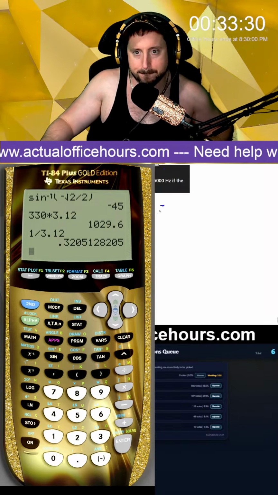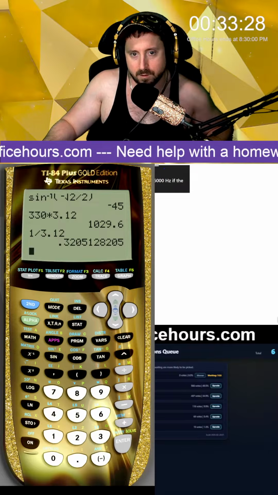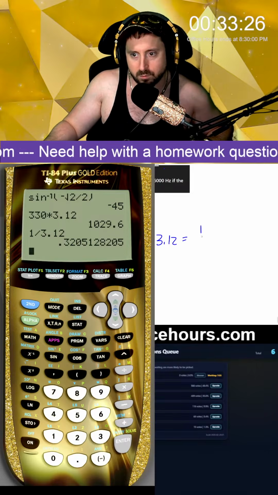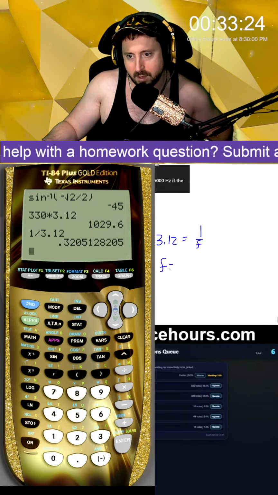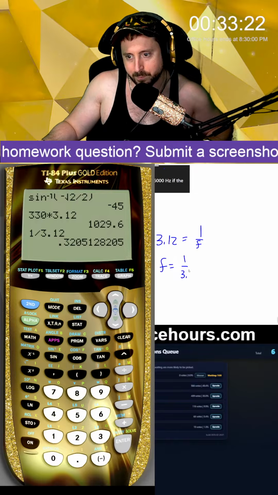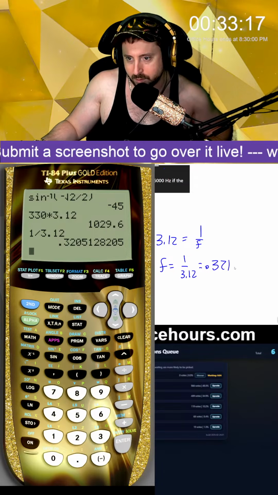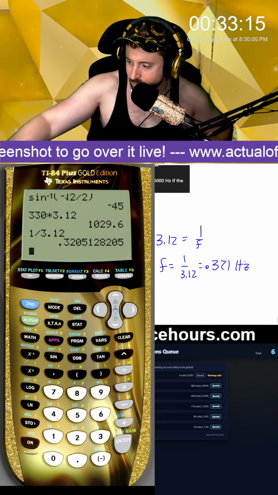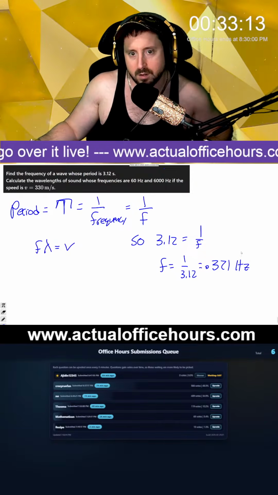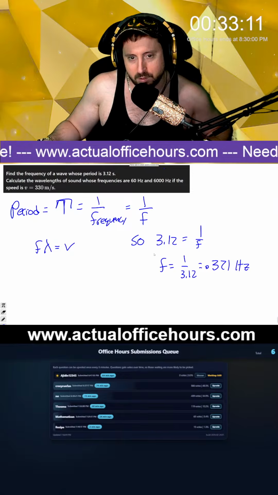Okay. So 3.12 equals 1 over F. F equals 1 over 3.12. And that equals 0.321 hertz. That's the units for that. And then the wavelength, the sound frequencies are 60.